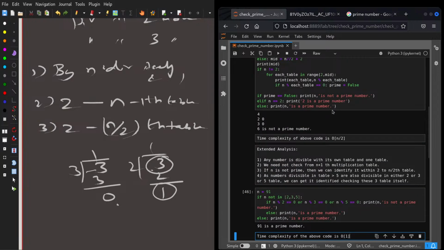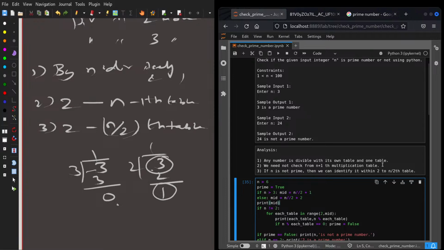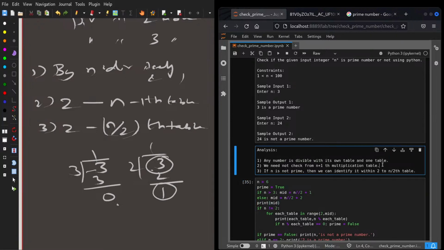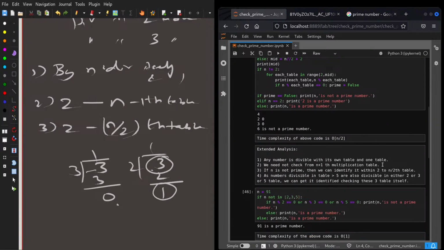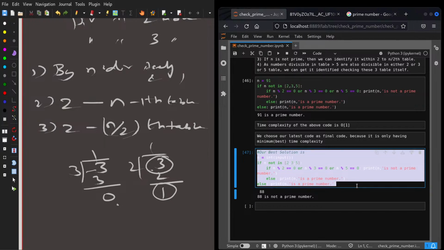We had 3 solutions, but we have written only 2, because if we stop just by 2, we will have one more algorithm which is of time complexity O of 1. What is your requirement? We should come up with the best solution. So finally, our last algorithm is having O of 1, so we have chosen that as our best solution. Understood?